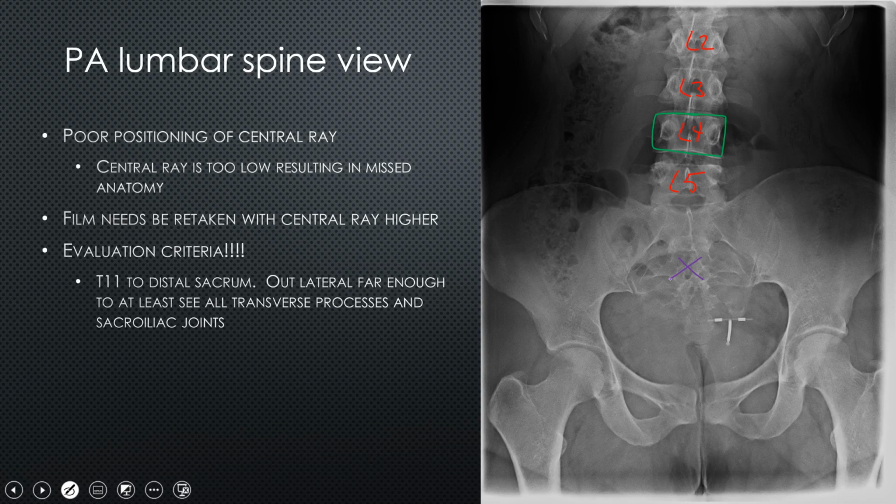So what should we look for when we are assessing a P to A lumbar spine? We should be able to see at least from T11 to the distal sacrum so we can ensure that we are getting all of the lumbar spine in view. And you want to be out far lateral enough to assess the TPs of your lumbar spine, as we can see here. And you also want to see the SI joints. So this is collimated pretty good, but again, that central ray is too low.